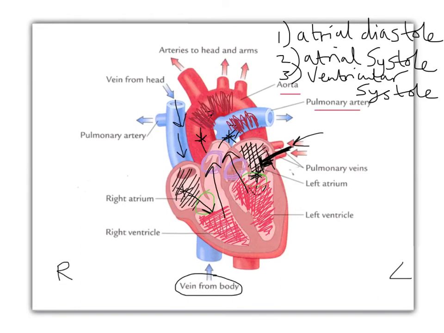The key thing to remember in exam questions is that it's all really a matter of pressure and blood moving from where there's high pressure to low pressure. And those valves are important because they stop blood going backwards. That's their job ultimately. Now, I'd like to just talk about a particular graph.